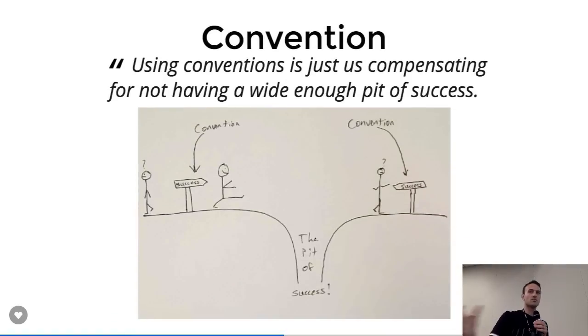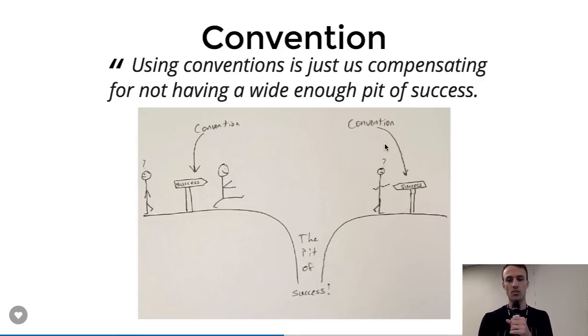So let's apply conventions here. I drew this. You're welcome. We have this pit of success here. It's kind of narrow. And so to compensate for the narrowness of this pit of success, we have these little signs pointing to the success. And these are conventions. So these are conventions like, what should our file name be? Where should that file live in regard to the component that this CSS is supposed to be styling?